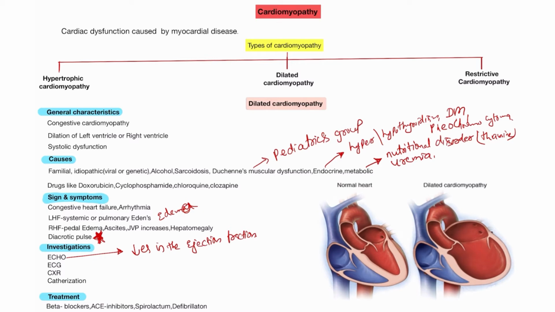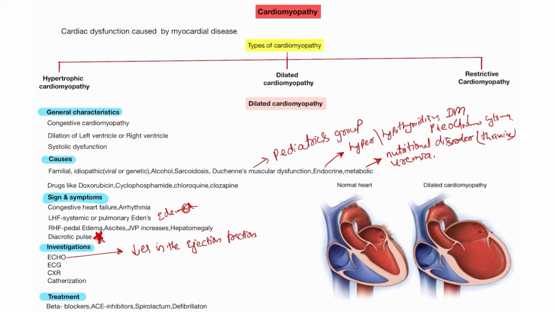What will you see in the ECG? If you have any doubt about the difference between echo and ECG, please go and watch my video on the difference between echo and ECG. It is a very short video of 1 minute, and then you will understand the difference.